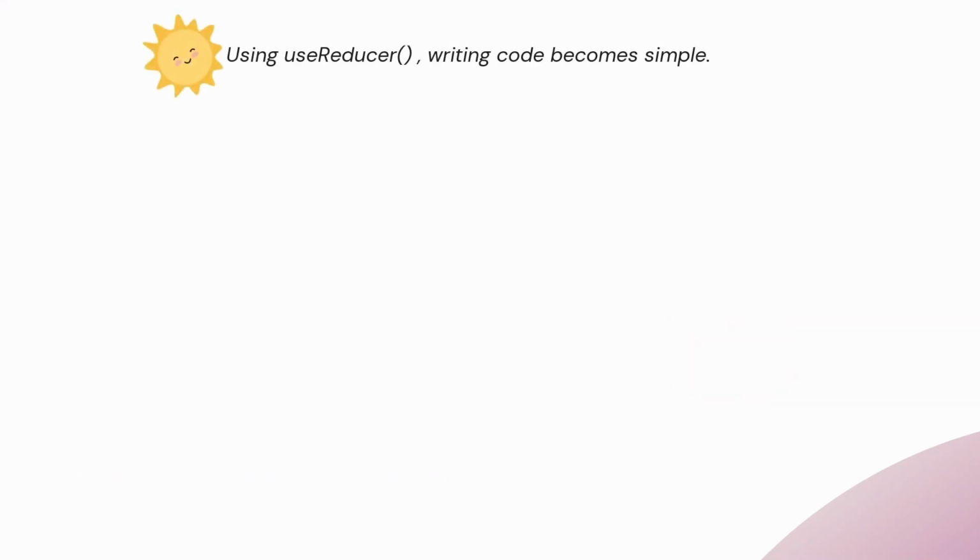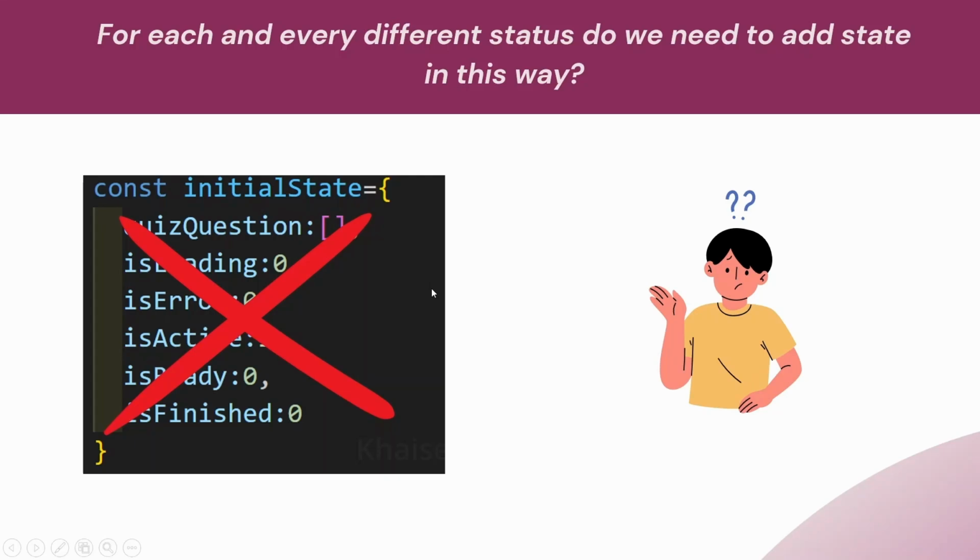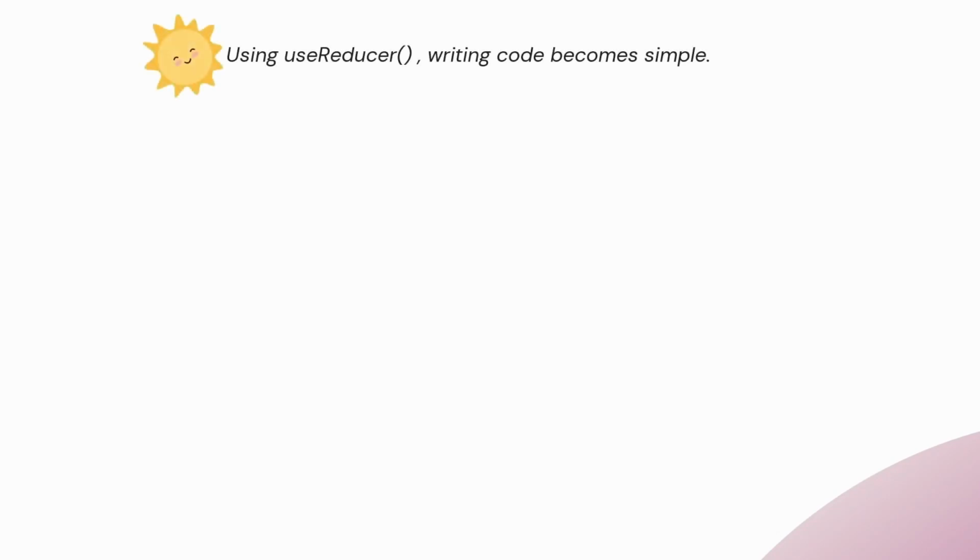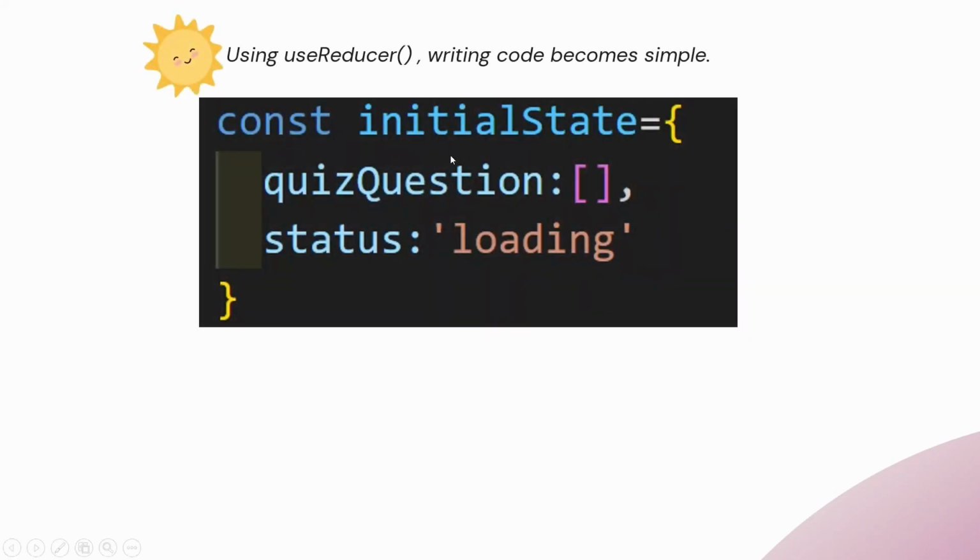Why? Because in this project, we are going to use useReducer, using which we can write code in a simple way. So here, for each and every status, instead of creating a separate property inside initial state, we can create only one property, and by default, our data will be loaded from API. So here, the default value, I am just going to set as loading. And later, inside the reducer function, we are going to update our status, and based on the status value, we are going to render different components.